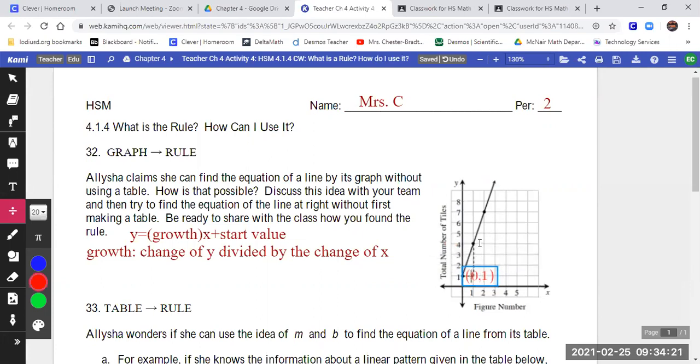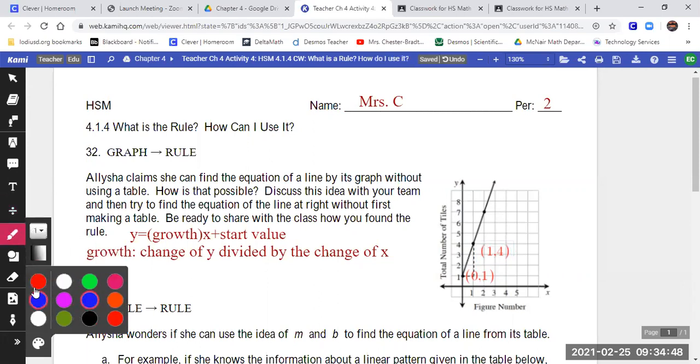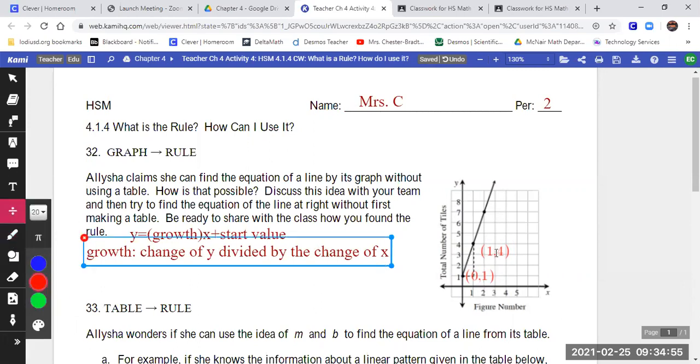What about the next one up? What's that one's coordinate? 1 comma 4, right? Can we find the change in the y's and the change in the x's using those two? Do we have a way to do that? Yes. So we need to find out, and I want to actually move the second one to the other side.